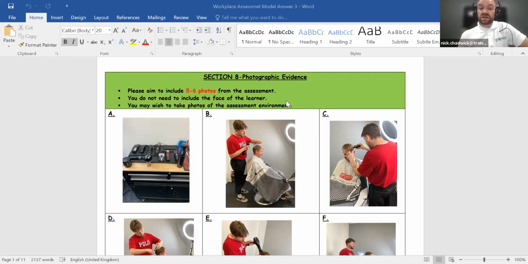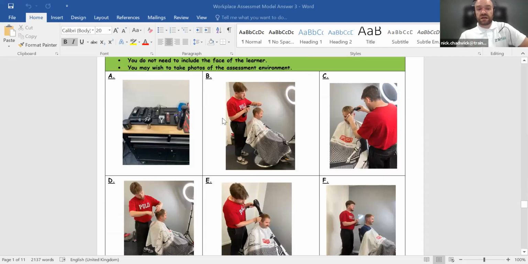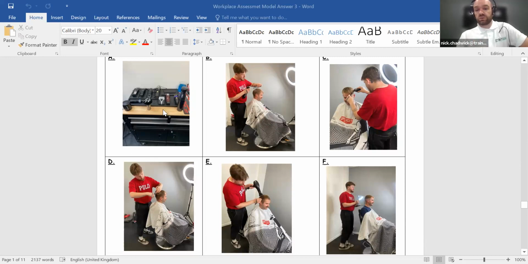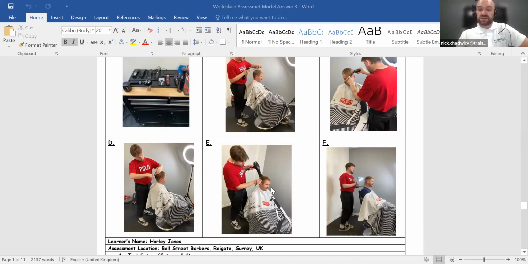You may even wish to take photos of the assessment environment, but do try to include somewhere between 5 to 6 photos. So in regards to this assessment, as you can see, I have a good range of photos, starting with the equipment setup, Carly briefing the customer about what haircut he desires, and also demonstrating the different tools that the barber is using.